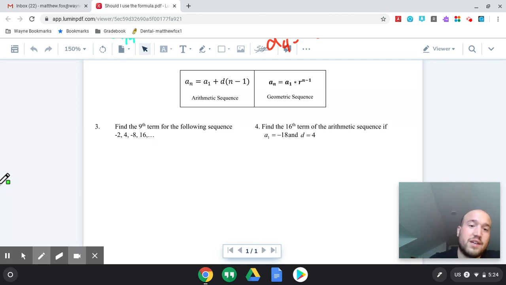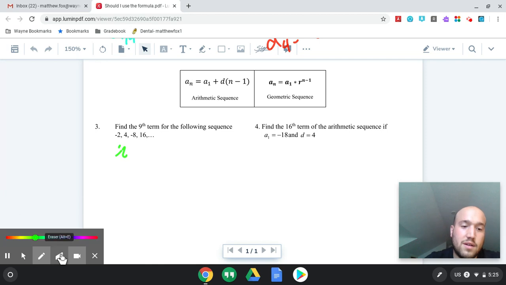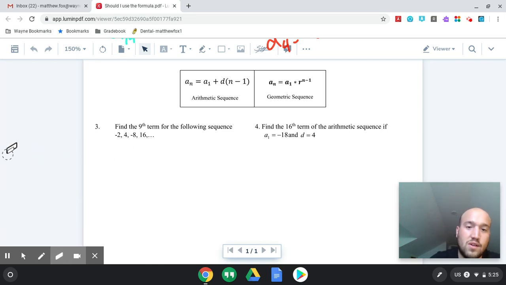So if we look from -2 to 4, 4 to -8, -8 to 16, hopefully you can tell we're multiplying by -2. Negative 2 times negative 2 gives us 4, times negative 2 is negative 8, times negative 2 gives us 16. One clue, anytime it's switching from negative to positive, you know it's being multiplied by some sort of negative number. Okay, I guess that wouldn't always have to be true, but there's a pretty high chance. Okay, so with that being said, it's a geometric sum.